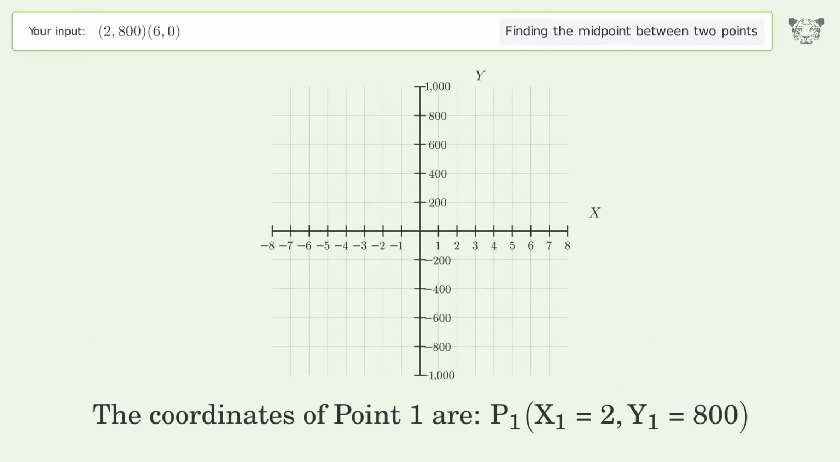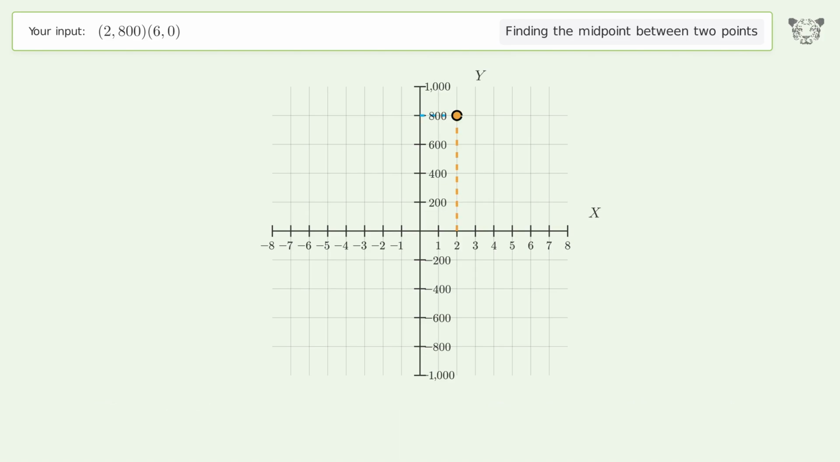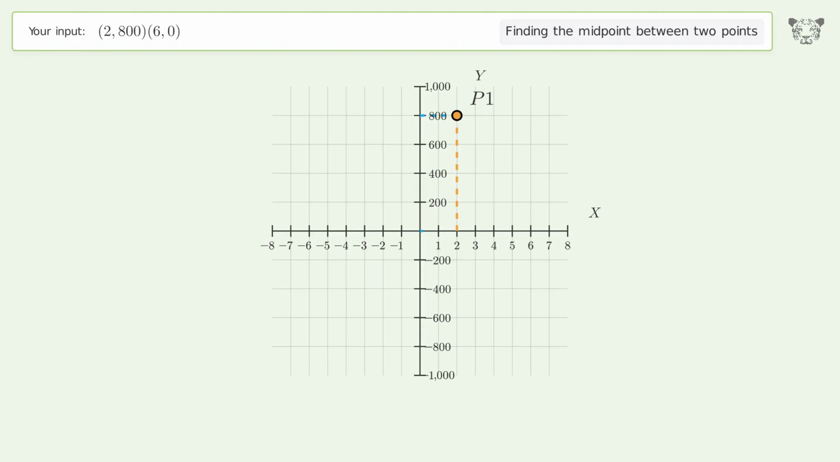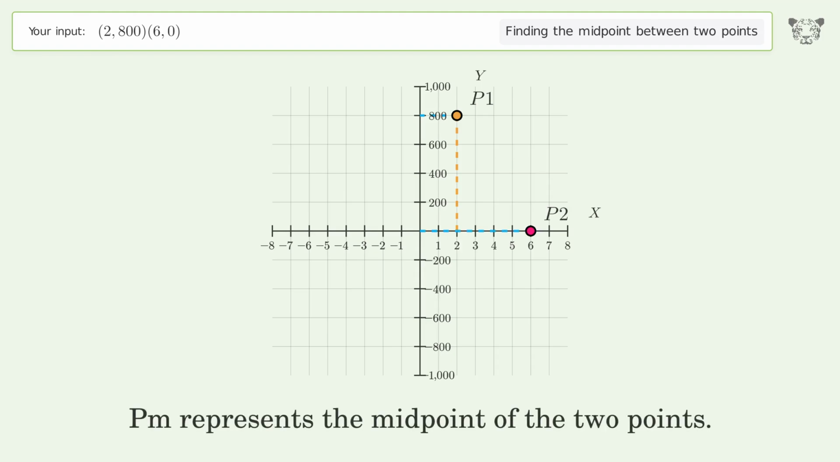The coordinates of point 1 are, x1 equals 2, y1 equals 800. The coordinates of point 2 are, x2 equals 6, y2 equals 0. PM represents the midpoint of the 2 points.